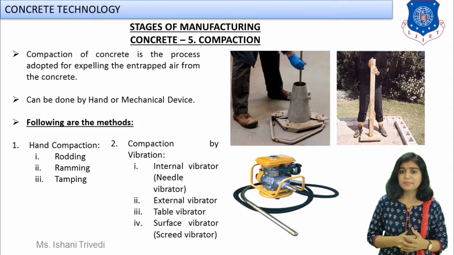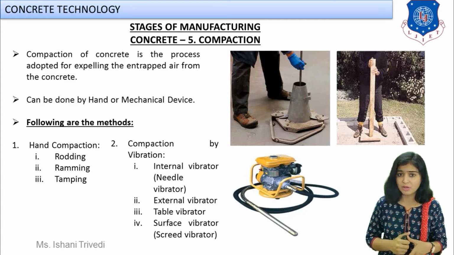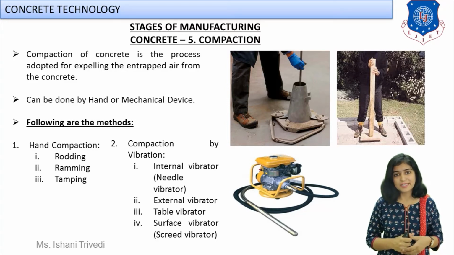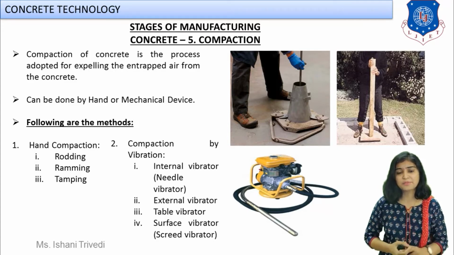Hand compaction can be done in three ways: rodding, ramming and tamping. It means you are going to deliver blows. You are going to strike the concrete with the help of tamping rods, which are available in different sizes and shapes, and you will fill up the space in between.